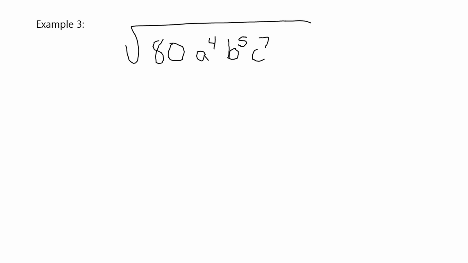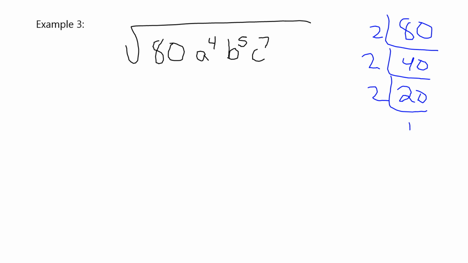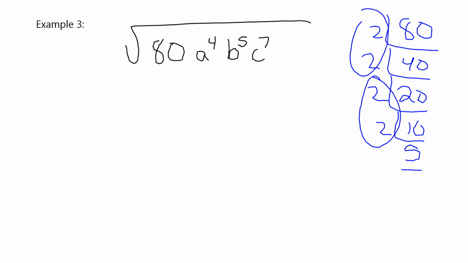In our last example, we have the square root of 80 a to the 4th, b to the 5th, c to the 7th. We're going to prime factor the 80. Divisible by 2 gives us 40, divisible by 2 gives us 20, divisible by 2 gives us 10, divisible by 2 gives us 5. And we pair these up. We have 2 pairs of 2s and then one 5 left over. So 2 times 2 is 4, and then there's a 5 inside.